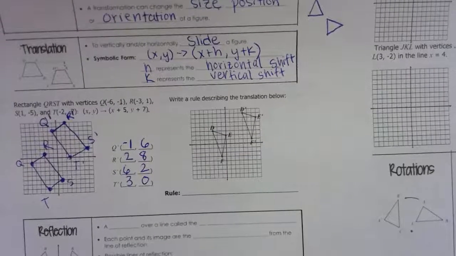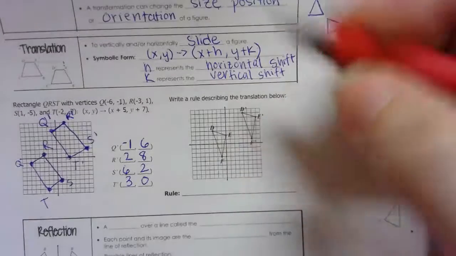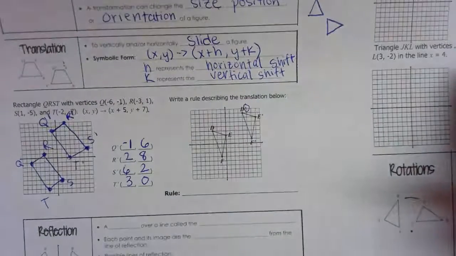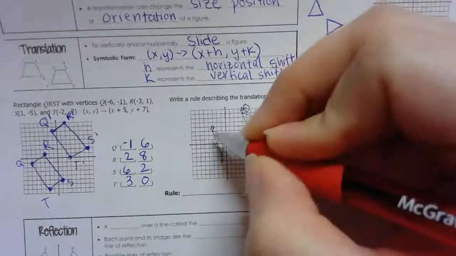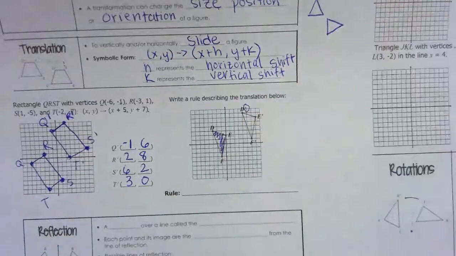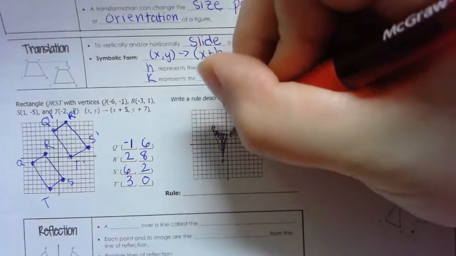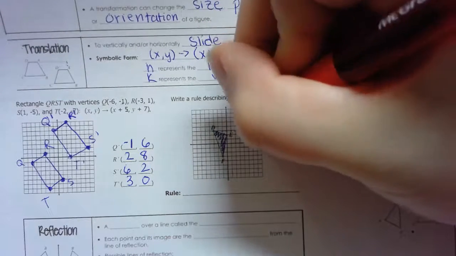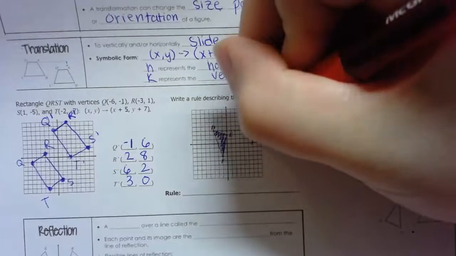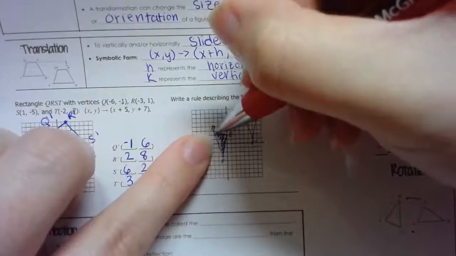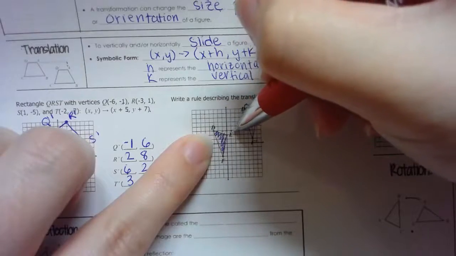All right, write a rule describing the translation below. If I'm trying to find the translation, how do I know which one's the pre-image and which one's the image? You're right, the pre-image does not have anything on it, and the image has this apostrophe right here. So this is the before, this is the after. So I'm going from this one to this one. Okay, so let's count from D. It goes 1, 2, 3, 4, 5, 6, 7 to the right. So let's count one more time. 1, 2, 3, 4, 5, 6, 7.